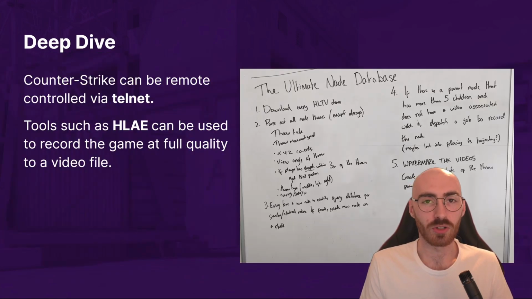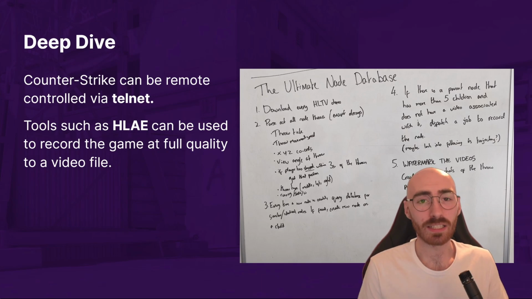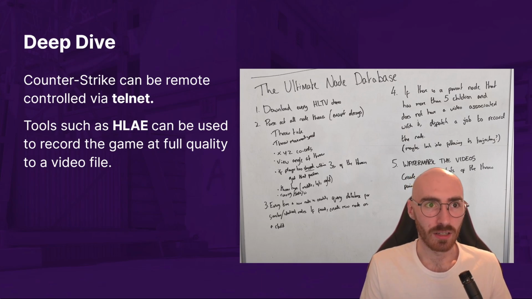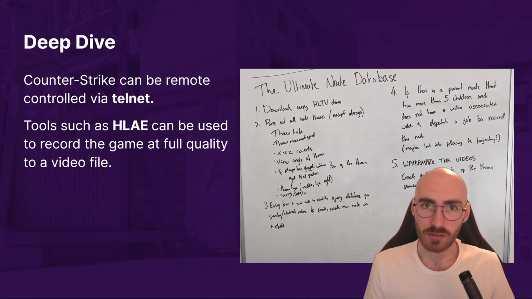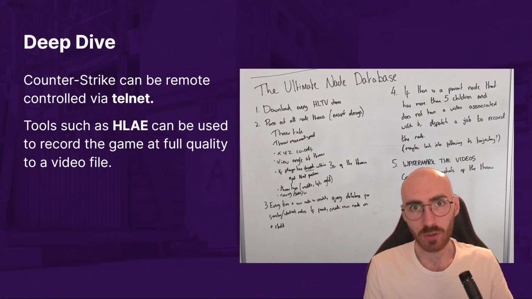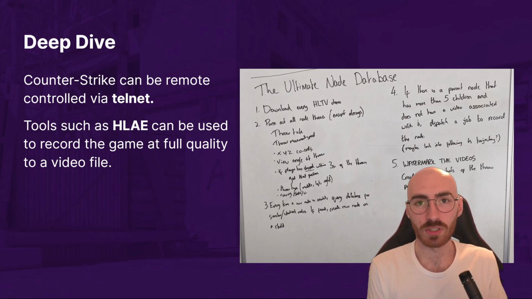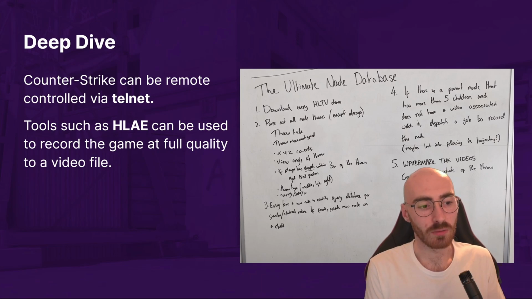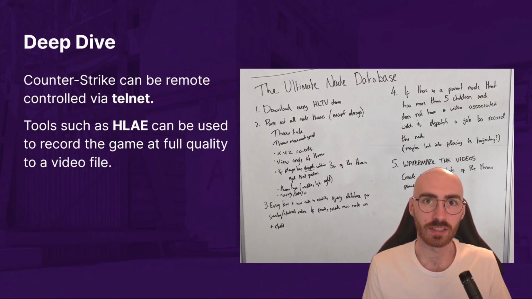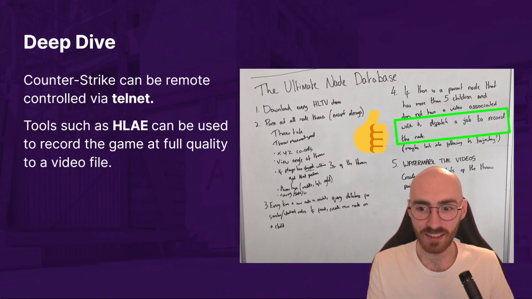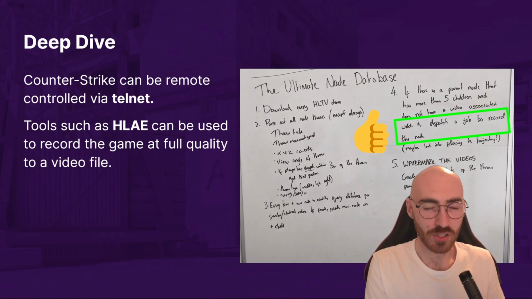Counter-Strike can be remote controlled using something called Telnet, which is basically a remote console. Essentially, almost like SSHing into a box, kind of. You just get remote access over a TCP socket. Then tools such as Half-Life Advanced Effects, which is primarily a movie-making tool, can be used to record the game at full quality directly to a video file. So that's that part done there. Just need to do all the rest of it, and I'm aware I've jumped ahead.